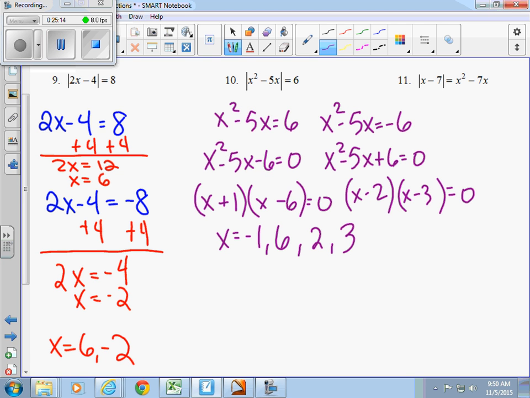Does that one work? 2 squared is 4. 4 minus 10 is -6. Absolute value of -6 is 6. 3 squared is 9. 9 minus 15 is -6. Absolute value of -6 is 6. They all work, right? So check them.